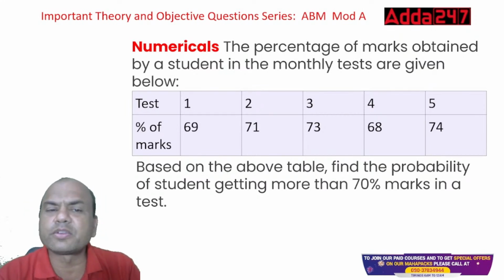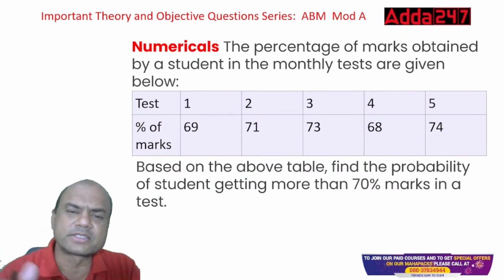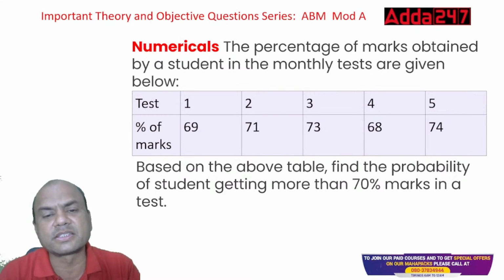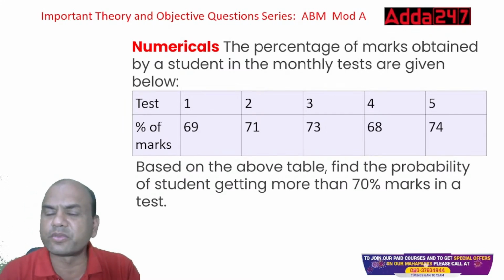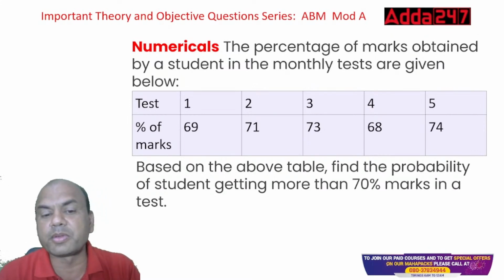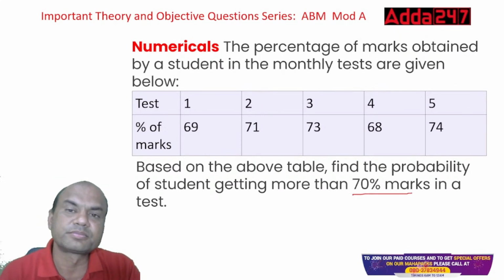The percentage of marks obtained by a student in a monthly test are given below. These are the 5 tests given: 1, 2, 3, 4, 5. And these are the percentages: 69, 71, 73, 68, 74. 5 tests, 5 marks. Based on the above table, find the probability of a student getting more than 70% marks in a test.